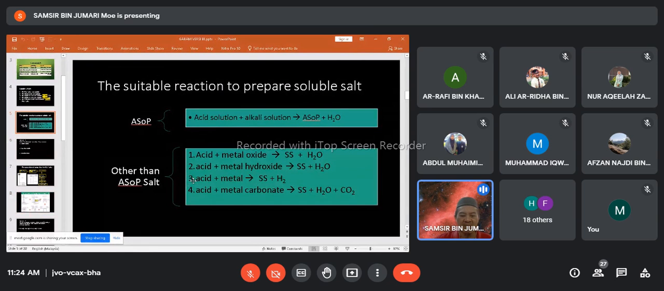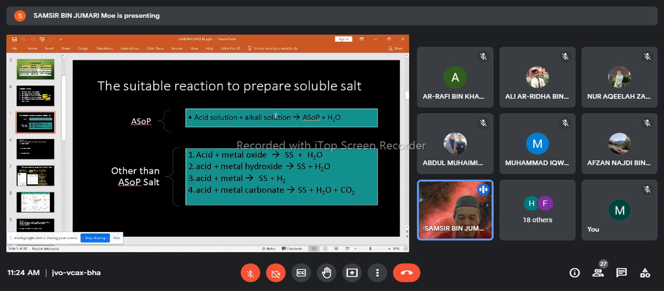I want to emphasize here that metal hydroxide, that you can see, to prepare the other than absorbed salt. So metal hydroxide must be different from the alkali solution here. Metal hydroxide here is only in the solid state. Okay, that's why I think in our textbook it is not recommended using the metal hydroxide and acid, not to be confused with the absorbed salts solution in the alkali solution.